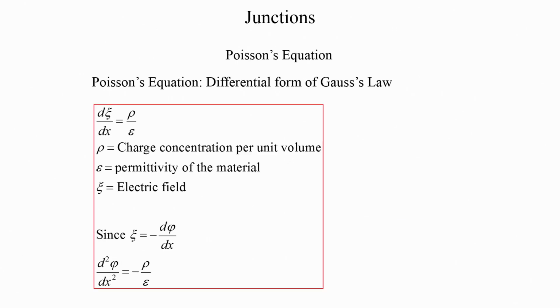So, the final point before we stop this overview of junctions and actually start looking at some very specific junctions, is to understand something called Poisson's equation. Now, we did draw all this band bending. So, let us say it was a p-type and an n-type semiconductor. We said that the band bending would look like that.